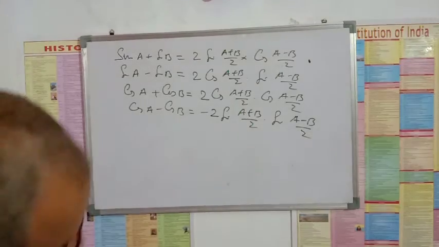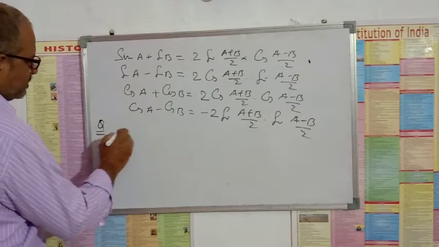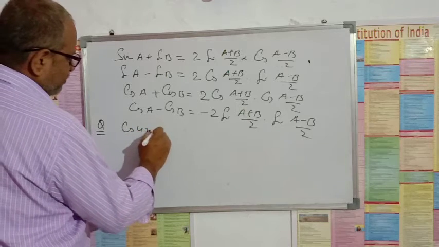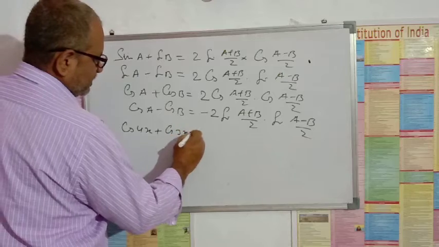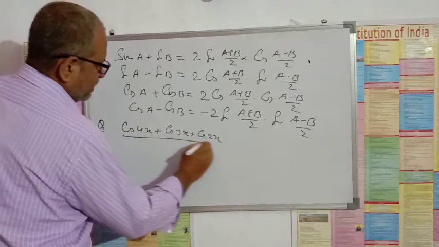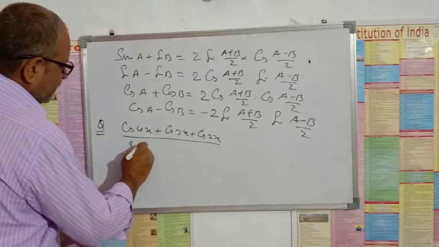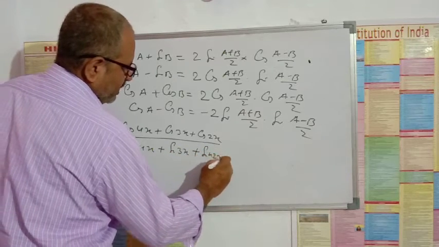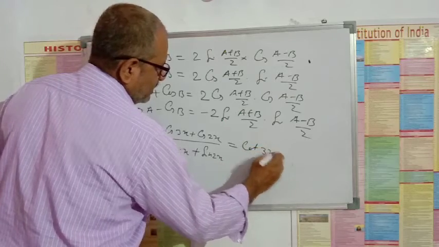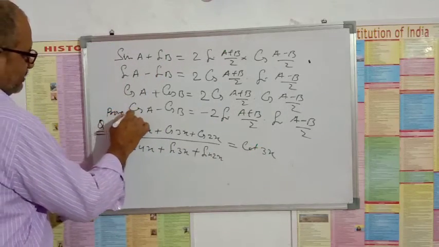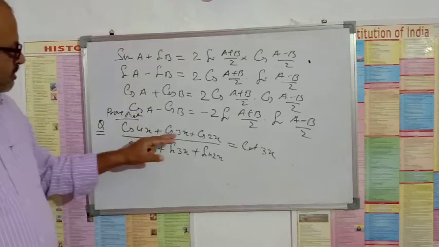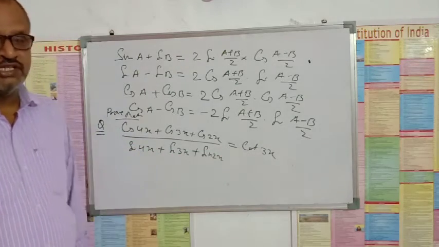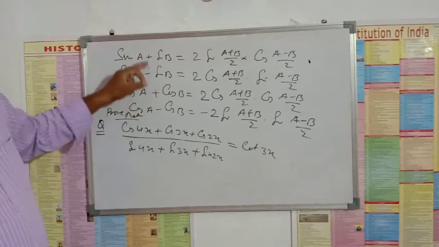First question. Prove that (cos 4x plus cos 3x plus cos 2x) upon (sin 4x plus sin 3x plus sin 2x) is equal to cot 3x. We will apply this formula.